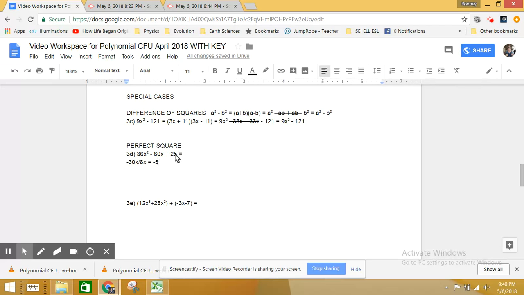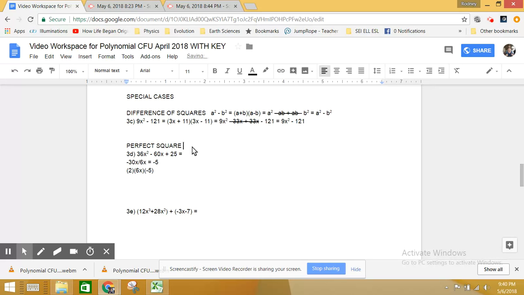And it is. So my middle term, negative 60x, is 2 times the square root of my first term, 6x, times the square root of my last term. And since this is negative, it comes to be the negative square root instead of the positive one. So if I put all that together, I am going to end up with negative 60x. This is a perfect square.